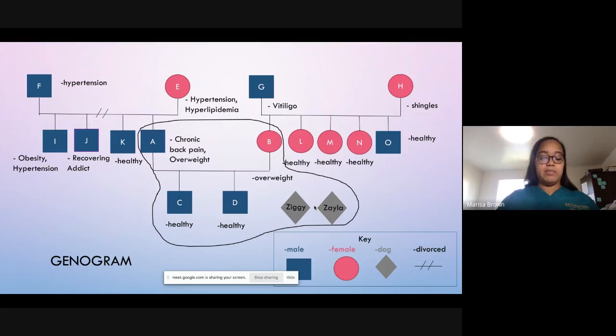Now looking at B's family. Her father G is 58 years old and has vitiligo. Her mother H is 56 years old and currently being treated for shingles. Her older sister L is 33 years old and is healthy. The triplets M, N, and O are 26 years old and healthy. B herself is a little overweight and has been trying to work on that with exercising and dieting. Looking at the children, C and D, they are both healthy. The family has 2 dogs named Ziggy and Zayla.